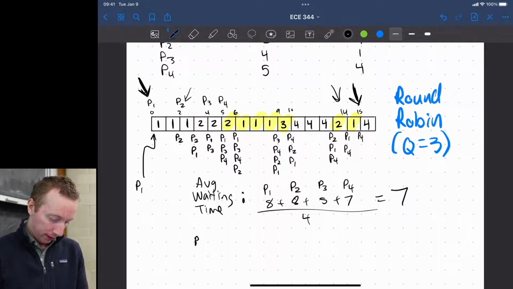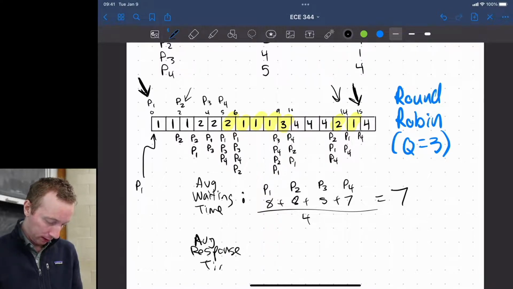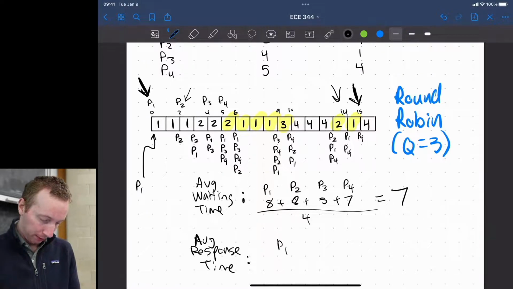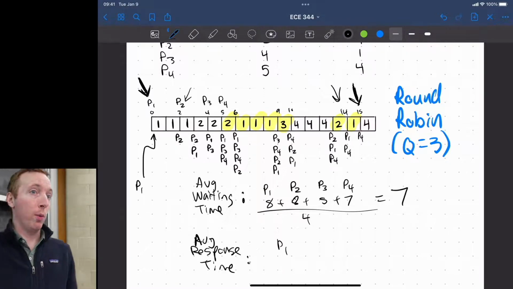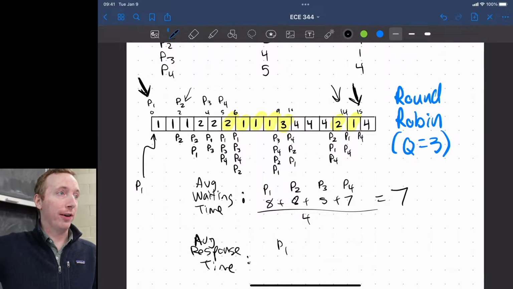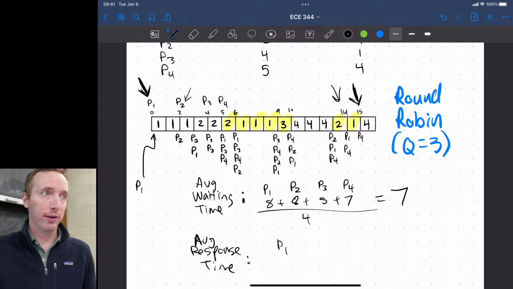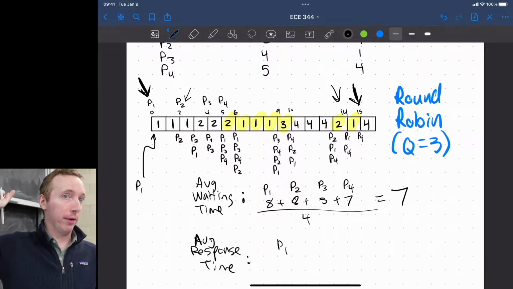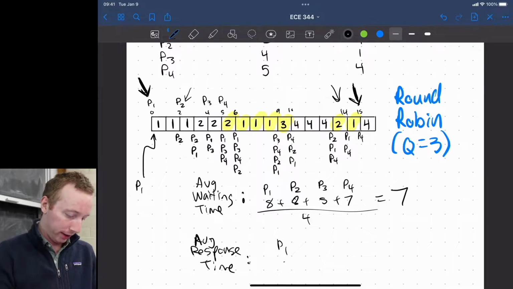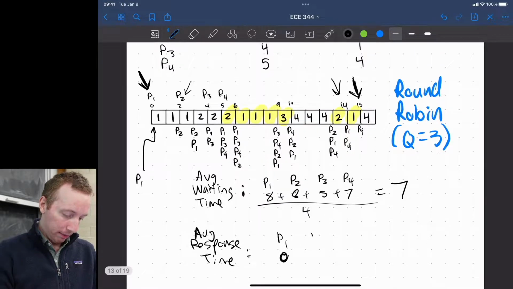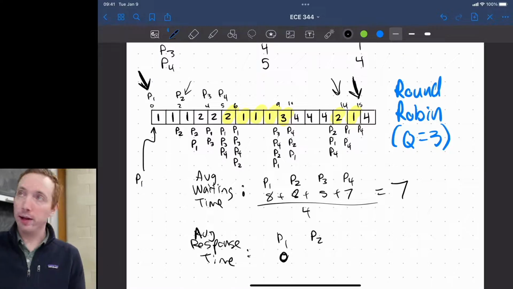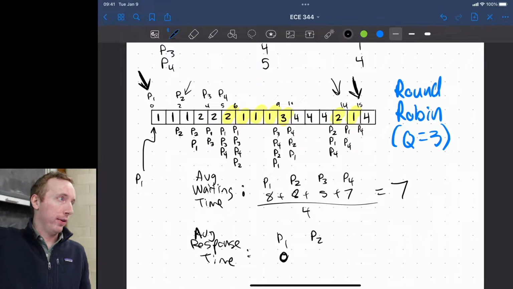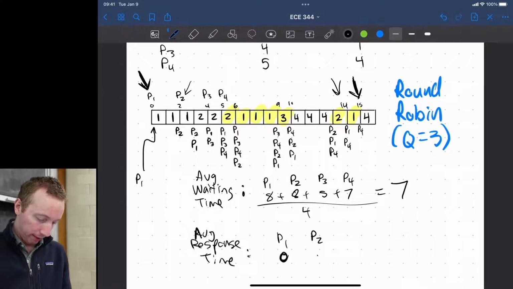So next thing we would do is average response time. So for P1, response time is just whenever it arrives and then how long it took to start executing. So this is less we have to count. So for P1, it waited around for 0 time units until it first started executing. So it's a 0. P2, how long did it wait for? Well, it arrived at t equals 2 and started executing at t equals 3. So it only waited around for 1 time unit.